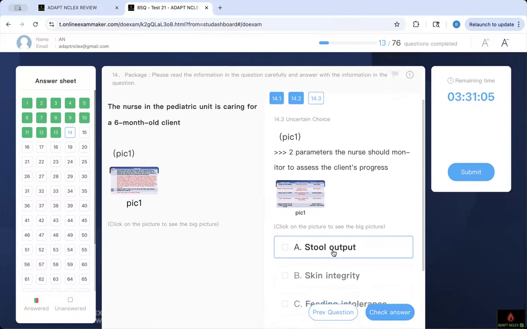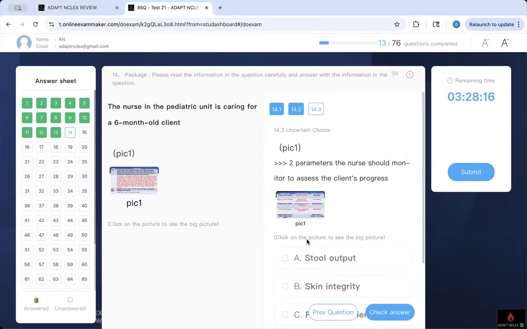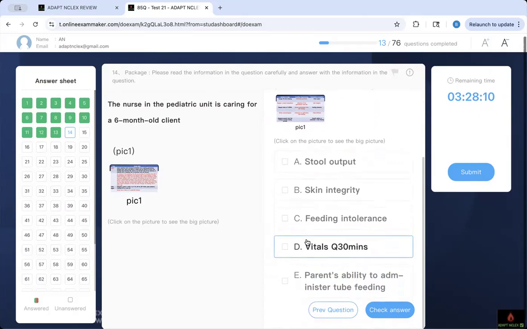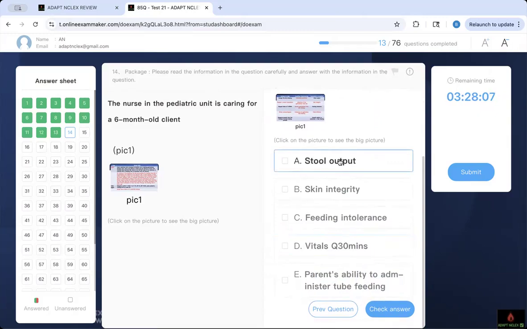Now, 2 parameters the nurse should monitor to assess the client. Now we know the patient has sepsis. 2 parameters the nurse should monitor to assess the client's progress. What do you think? Stool output, skin integrity, feeding intolerance, vital signs, parent ability to administer tube feed.